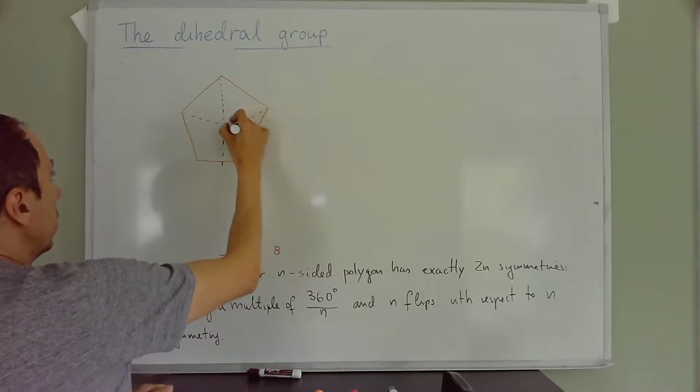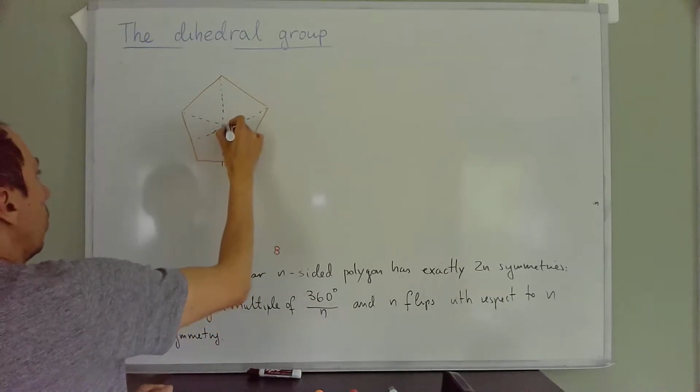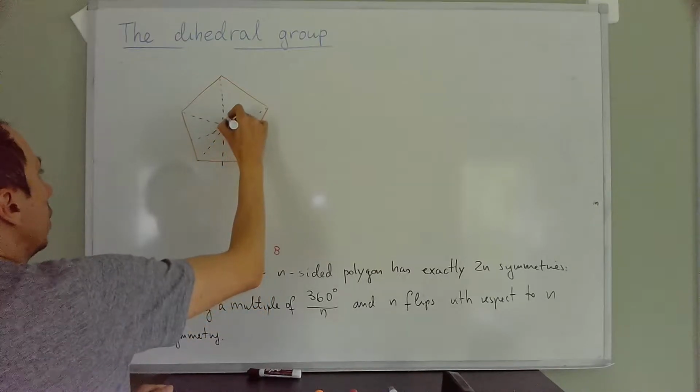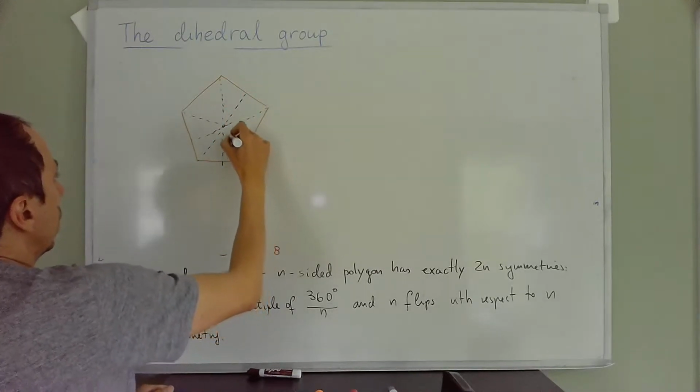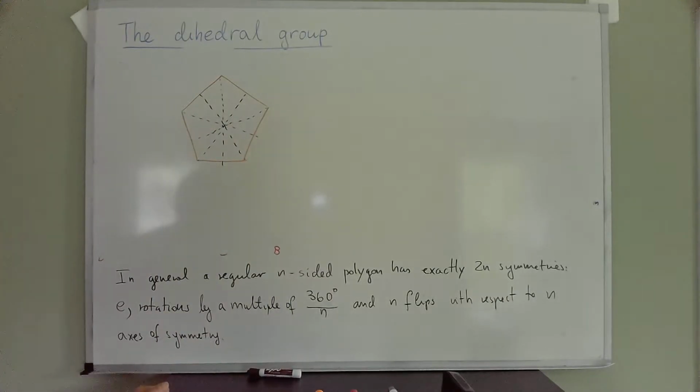They go through various vertices and they drop perpendicularly onto the opposing side.